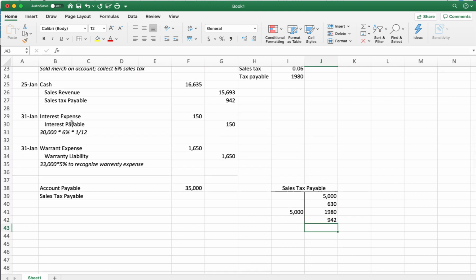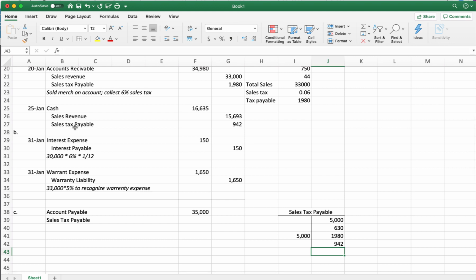Okay. Did I hit sales tax payable any other time? Nope, I didn't, because after January 25th, I did my adjusting entries. Sales tax payable was not hit. Okay. So I started off with $5,000. I added $6,300, subtracted out $5,000, and then I added $1,980 and $942. So if I just add these three up, I can do that, and I see that I get $3,552.